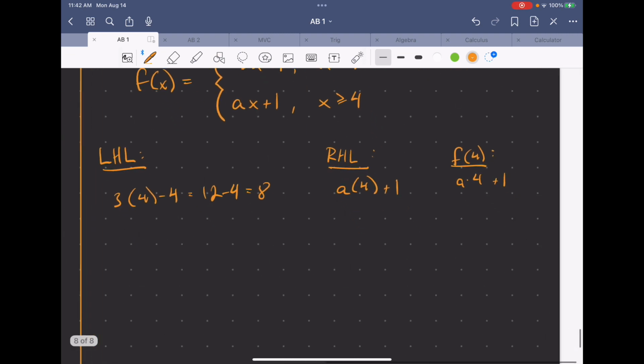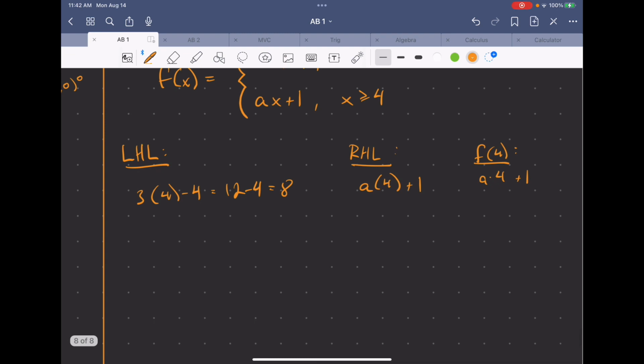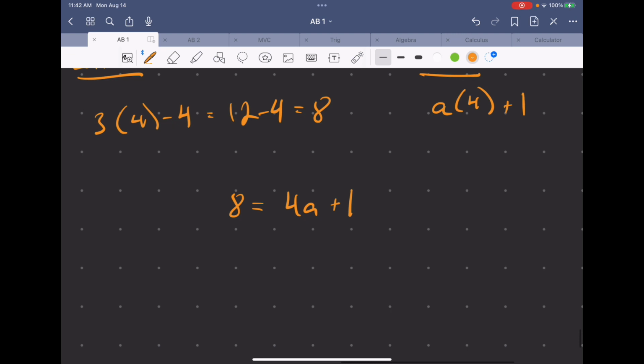And then in order for this to be continuous, we have to say, well, the left-hand limit, which was 8, has to be equal to the right-hand limit, which is 4a plus 1. And that has to be equal to the function value at 4, which is also 4a plus 1. So I'm not going to write the second 4a plus 1. So that gives us this equation right here. In order for it to be continuous, this has to be true: 8 has to be equal to 4a plus 1.